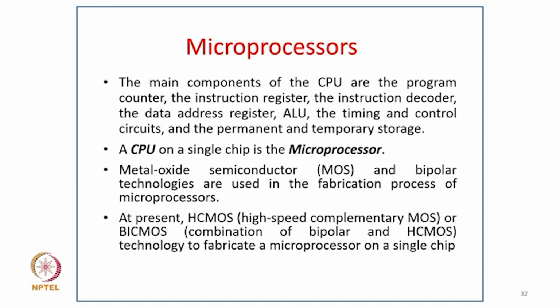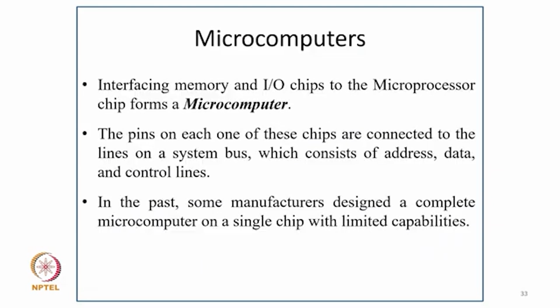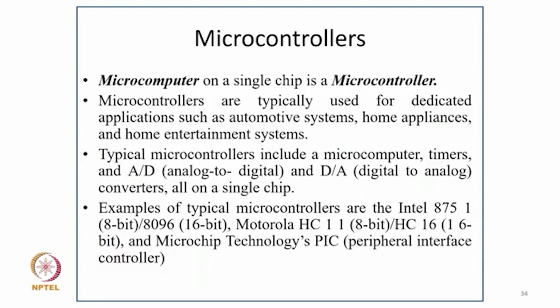At present, HCMOS, high-speed complementary MOS, or BiCMOS, a combination of bipolar and MOS technology, is used to fabricate microprocessors on a single chip. Interfacing memory and input-output chips to the microprocessor chip forms a microcomputer, and the pins on each of these chips are connected to the lines on a system bus, which consists of address, data, and control lines. In the past, some manufacturers designed a complete microcomputer on a single chip with limited capability.